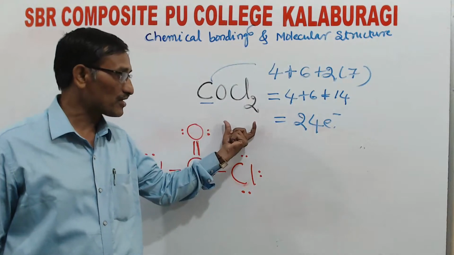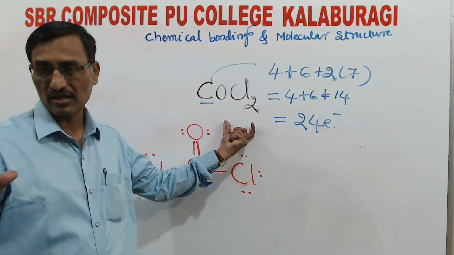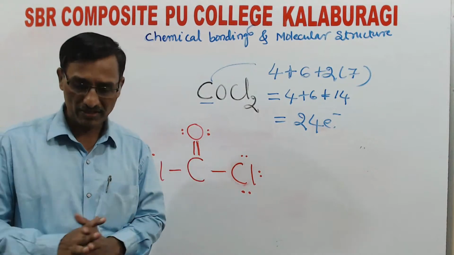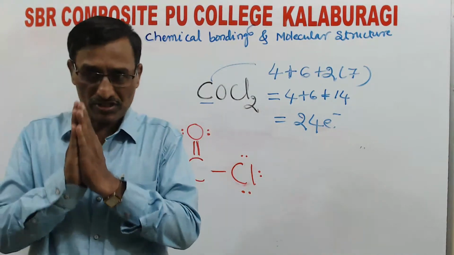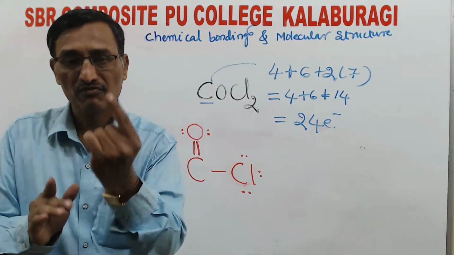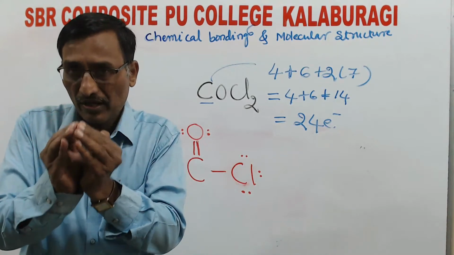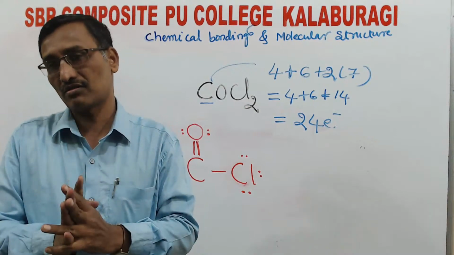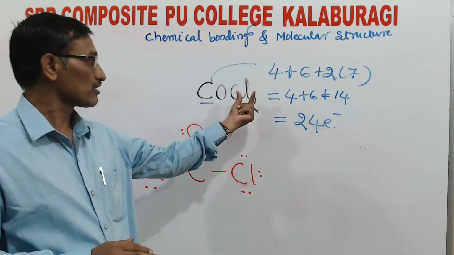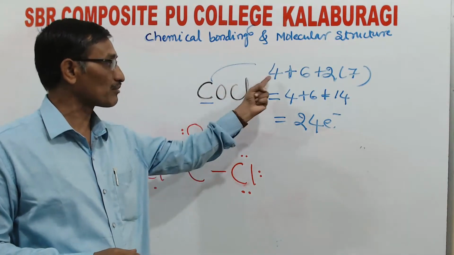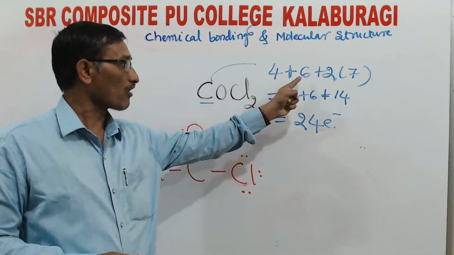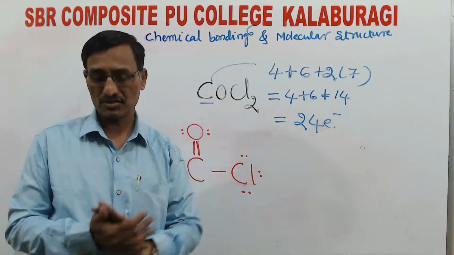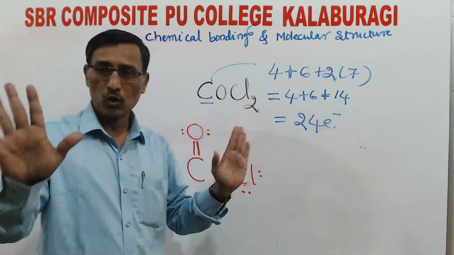One of the students asked, what are the rules that are followed while writing the Lewis structure? Again, I am repeating. First, you have to see if it is a neutral molecule. First step, count the total number of valence shell electrons. For phosgene, I have taken carbon 4, oxygen 6, chlorine 7 times 2 is 14, total 24 electrons. It is a neutral molecule, no charge.